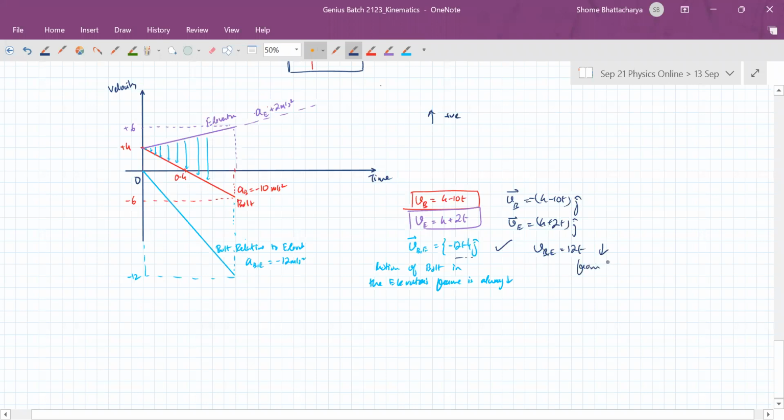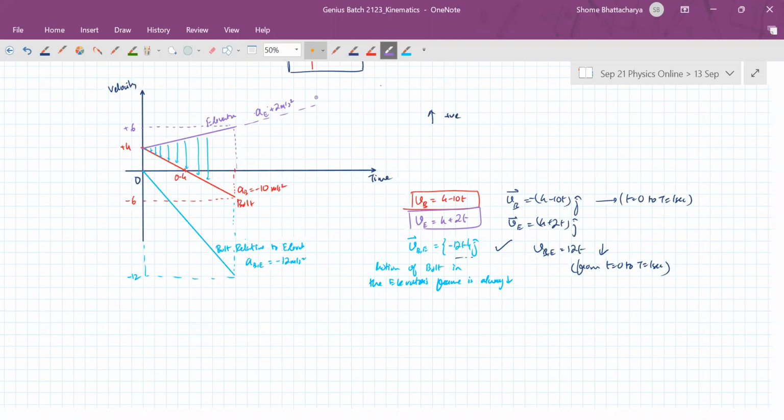So this formula is limited only from 0 to capital T equal to 1 second. The elevator's motion is continuing in the same way after 1 second also. So that's what I've shown in the graph also, that this graph will continue in this way as long as the elevator is accelerating upwards. But the bolt's motion thereafter will change.